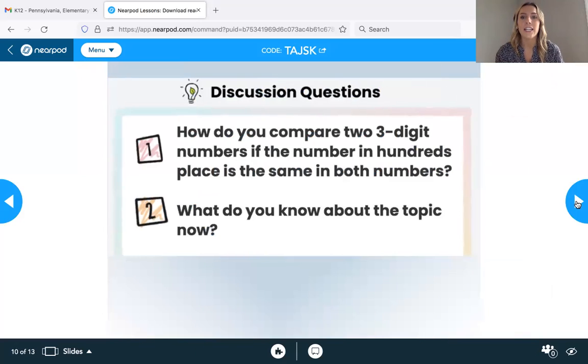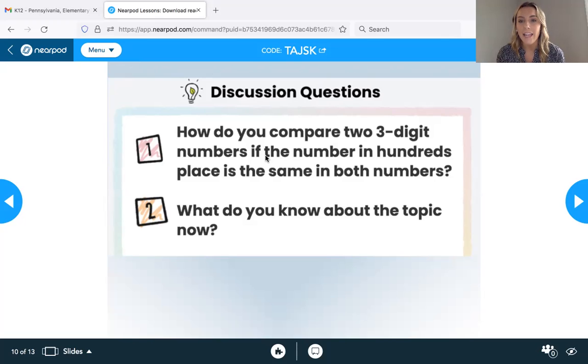Let's discuss, second grade. How do you compare 2 3-digit numbers? First, let's talk about that. How do we compare 2 3-digit numbers? If we have 235 and 536, how are we going to start off comparing? Yeah, we're going to look at the hundreds place first. Okay, and whatever number is larger, that is the number that is greater.